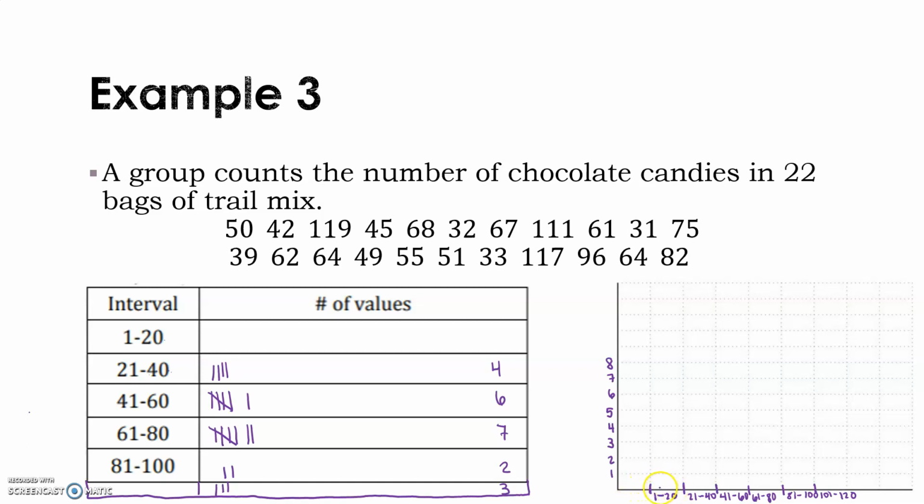Now 1 to 20 had 0 values, so it does not get a bar. 21 to 40 had 4, so I'm going to go up to 4, and I'm going to do this for each of the values across. This is what your graph should look like when you fill in all those bars, no space between. Also, we should label our y-axis frequency to show that this is how many values are occurring between each interval.